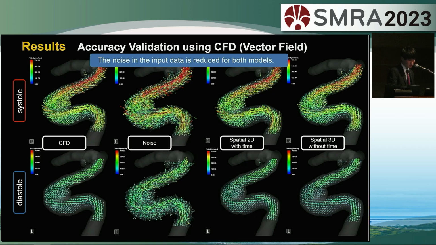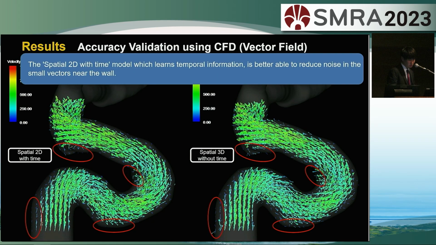This is the CFD test results of velocity field. You can see that the noise in the input data is reduced for both models. The spatial 2D with time model, which learns temporal information, is better able to reduce noise in the small vectors near the wall, as you can see in the circled area.